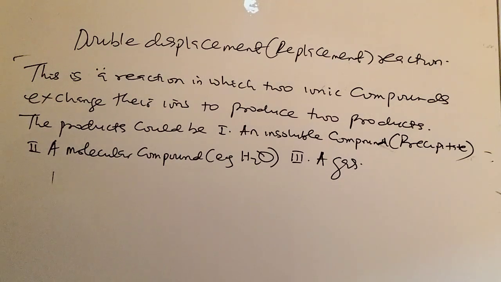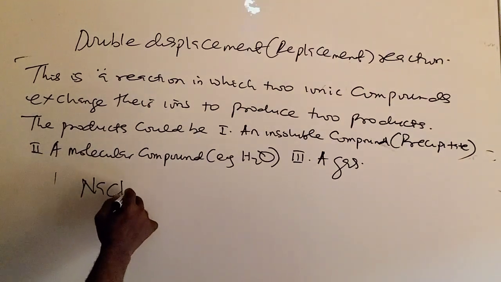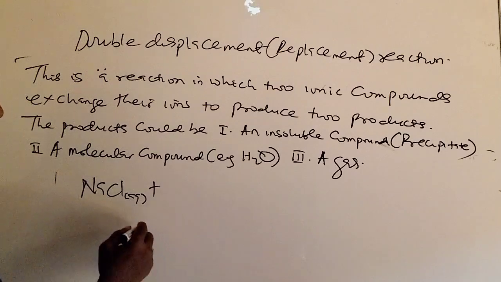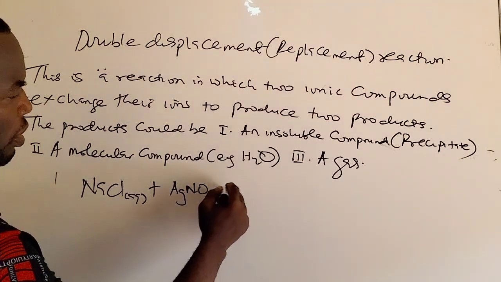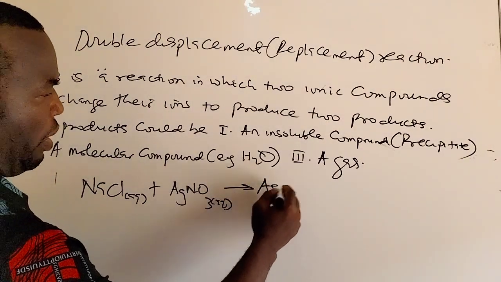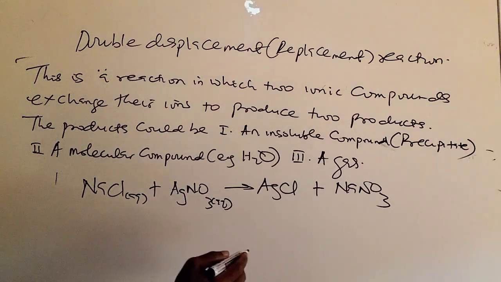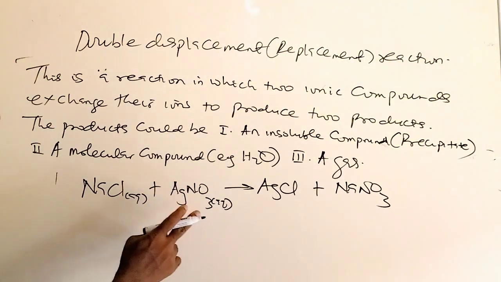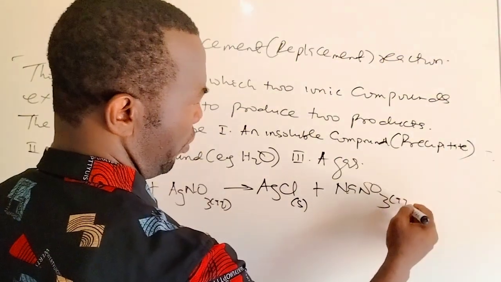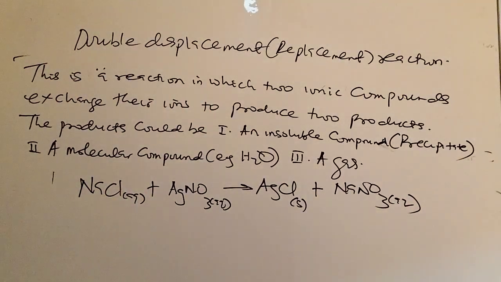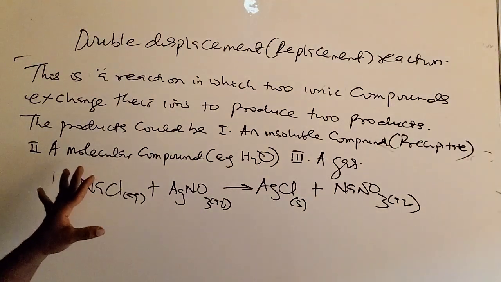So let's look at the first example. The product could be an insoluble compound. For example, look at this reaction: sodium chloride plus, let me say, silver nitrate. In this reaction, we have silver chloride produced plus sodium nitrate produced. So, balancing the equation. Where is balance? I think it's already balanced. Yeah. So, if you look at this, solid and then aqueous. So, if you look at that, you see a double displacement reaction.